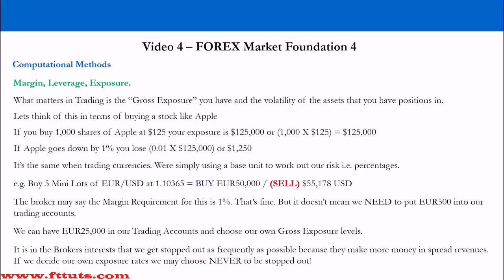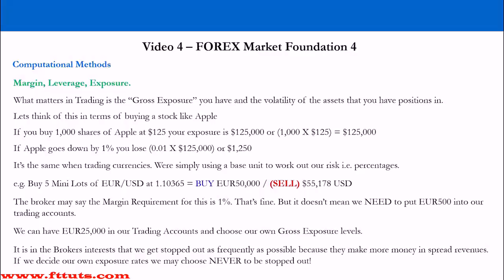And what you've got to understand is that it's very obvious that it's in the broker's interests that we get stopped out as frequently as possible. The more we get stopped out, the more we trade, and then the broker basically gets paid more commission. So if we decide our own exposure rates, as long as we put good amounts of capital in our trading accounts, it basically means that we could never get stopped out. And that's what we're trying to achieve here.